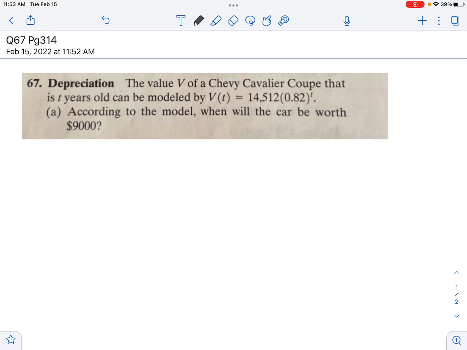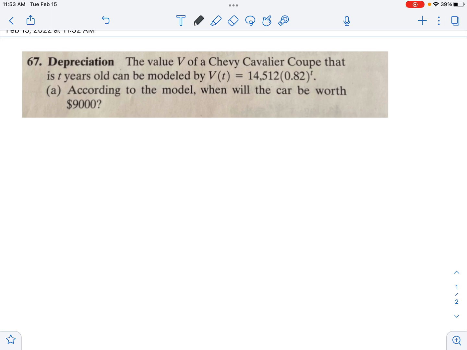Okay, so in this problem, we are asked about depreciation. We're told that the value V of a Chevy Cavalier coupe that is T years old can be modeled by V as a function of T equals 14,512 times 0.82 raised to the power of T. And you're asked then, according to this model, when will the car be worth $9,000?